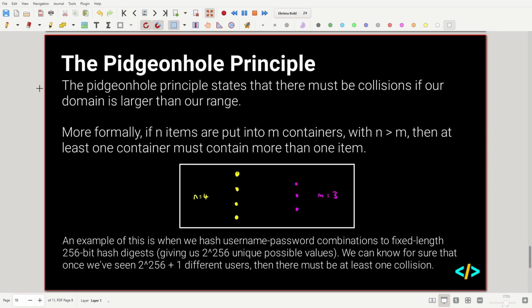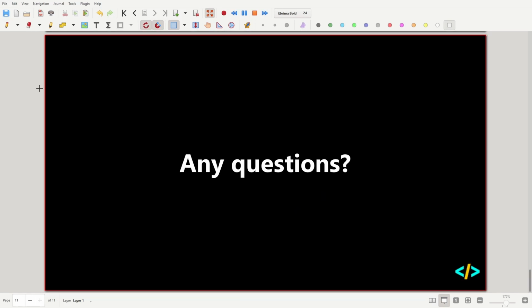And we've gone over the Pigeonhole Principle. That's everything I wanted to cover on hash functions. It was quite a short session, but I just wanted to get the basics across. Are there any questions?